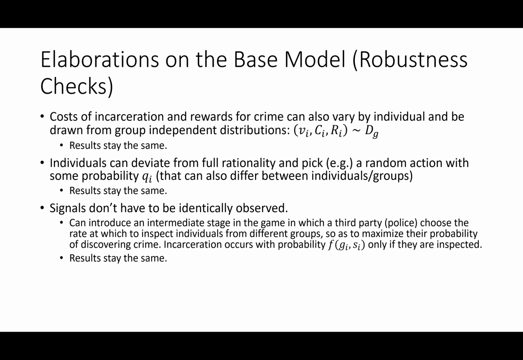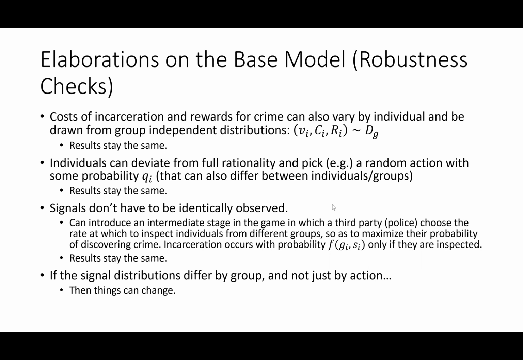We assumed that these signals were identically observed. Of course, some populations are policed more than other populations, and so signals aren't identically observed. You can complicate the game a bit by designing into it a third party that you could call the police, that will have their own incentives and get to decide the frequency with which they will inspect individuals from different groups. Their goal will be to just maximize their chance of discovering crime. And in this model, incarceration happens only if your signal is observed and then crosses the threshold for incarceration. This doesn't change anything. And finally, what is important is we assumed that the signal distribution depends on your action, but not on your group. But of course, if we make the signal distribution different for different groups, then the results can change.